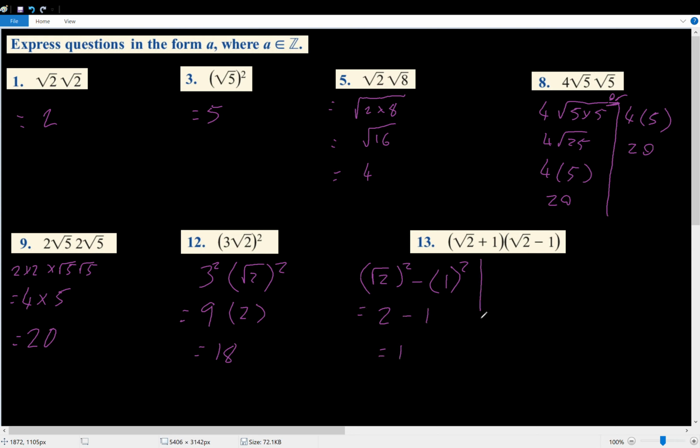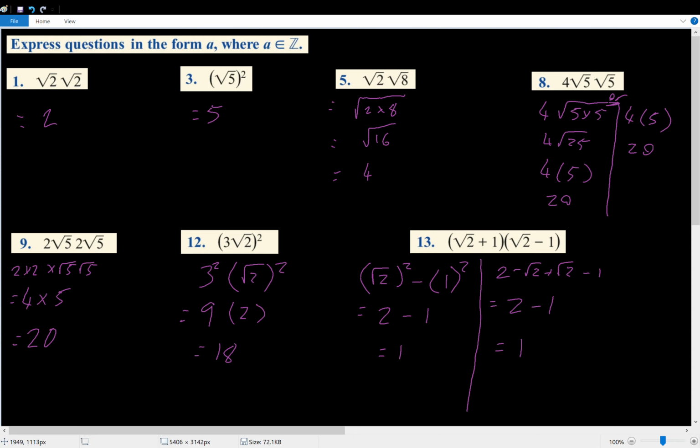But let's do this where we actually expand the brackets out. So we'll start by multiplying everything in the right bracket by everything in the left. So root 2 times root 2. Root 2 times root 2 is just 2. Root 2 times minus 1 is minus root 2. 1 by root 2 is plus root 2. And 1 by minus 1 is minus 1. Minus root 2 plus root 2 is just 0, so we end up with 2 minus 1, in which case we just get 1 again.